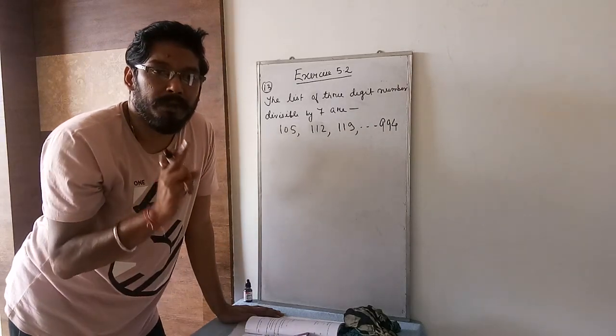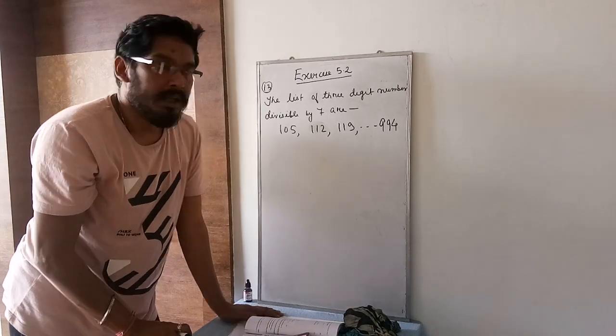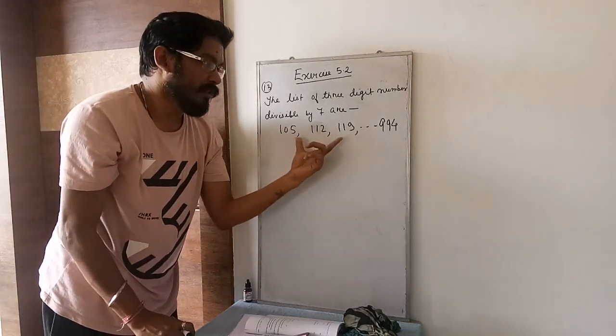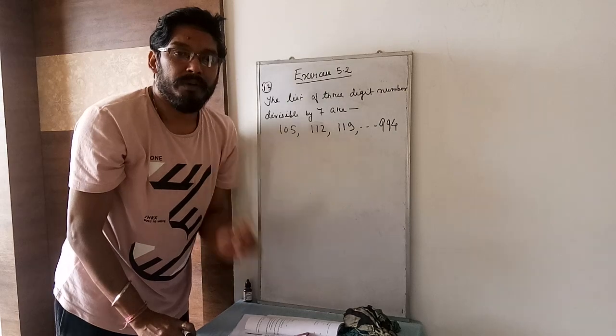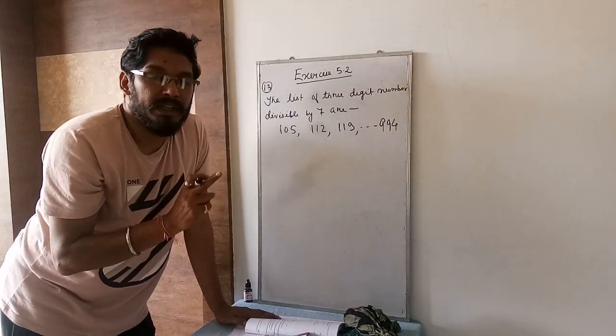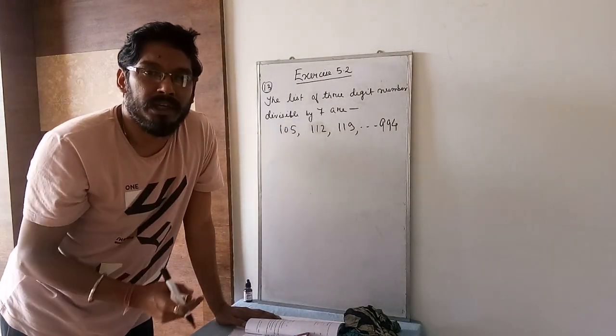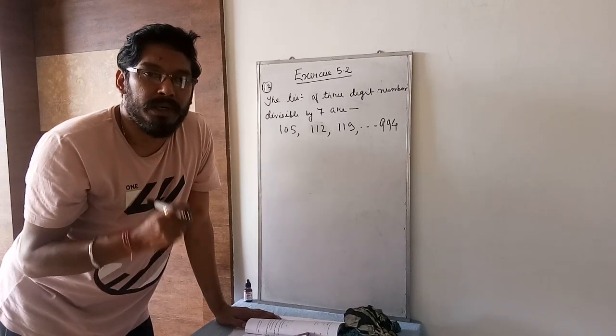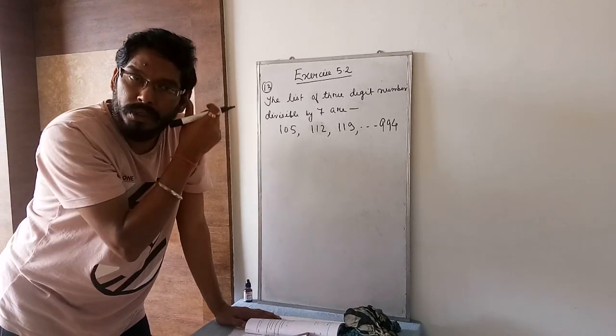I have to find out the number of terms which are divisible by 7. Here I have written only 4 terms, the first 3 and the last one. I have to find out the quantity. So quantity I can find out by using the general term formula. The general term formula is what? A plus n minus 1 into d.